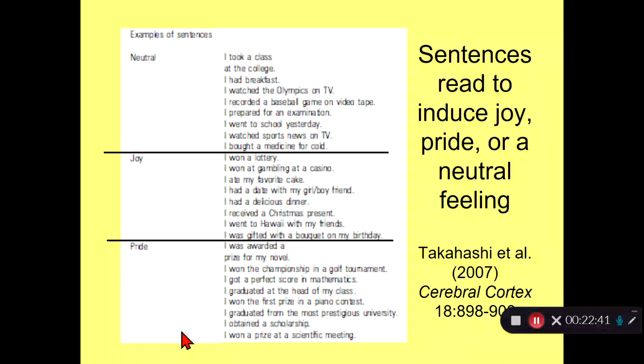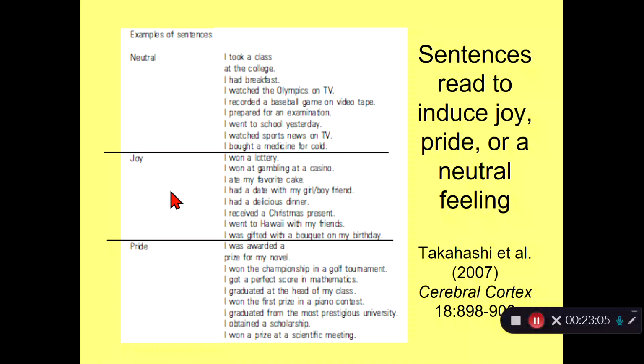So here are examples of the sentences that evoked joy or pride. And they also had sentences that evoked a neutral feeling. Why? Because again, certain parts of the brain are going to be active when you read a sentence, no matter what the sentence is about, no matter how it makes you feel. And so what these researchers did was they looked at the brain activity when subjects read a neutral sentence, and that served as their control.